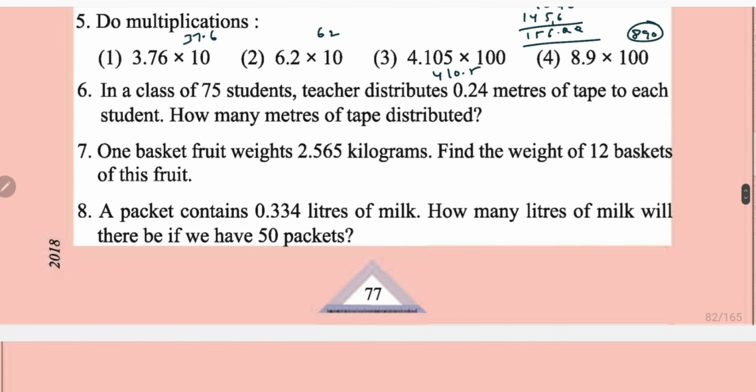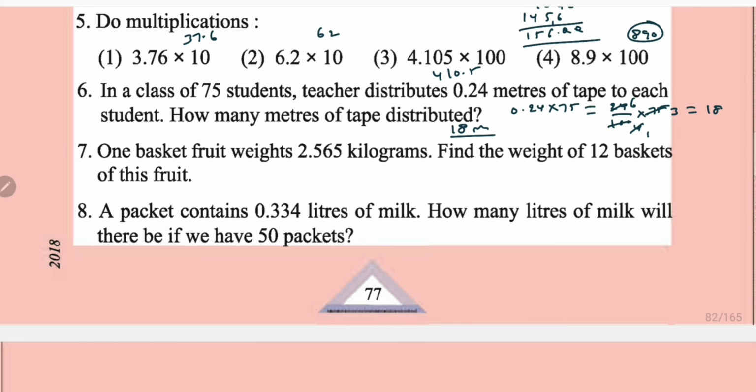In a class of 75 students, the teacher distributes 0.24 meters of tape to each student. How many meters of tape are distributed? 0.24 into 75. Another way of doing it is 24 by 100 into 75. 25 4 ja 100, 25 3 ja 75, 4 1 ja 4 6 ja. This is 18. So the answer is 18 meters.